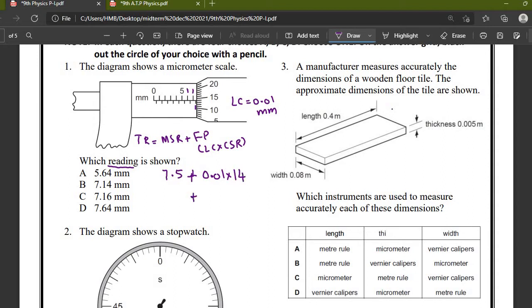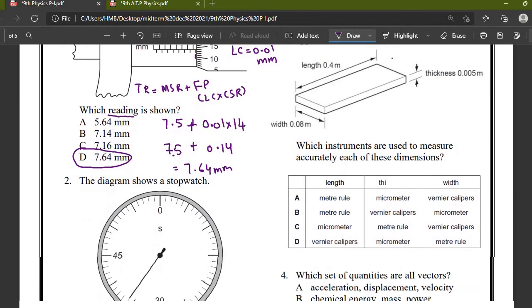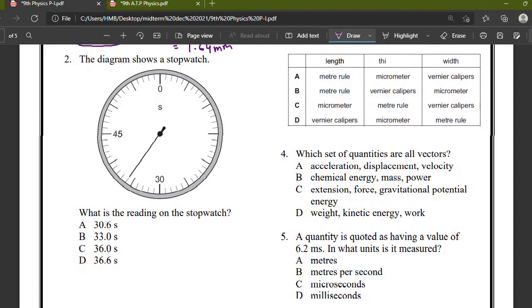So the fractional part will be 0.14 plus 7.5, so the result will become 7.64 millimeters. The correct answer in this question is option D. Now let's see question number 2. In this question we have a diagram of a stopwatch, and we have to find the reading of this stopwatch.